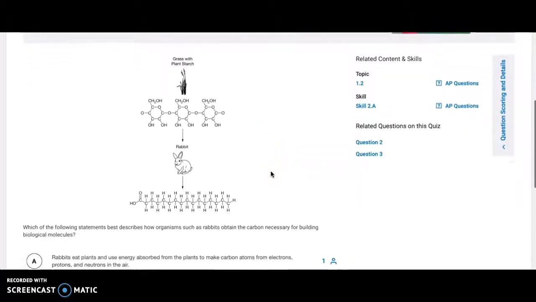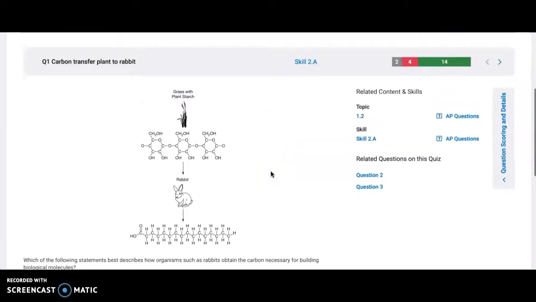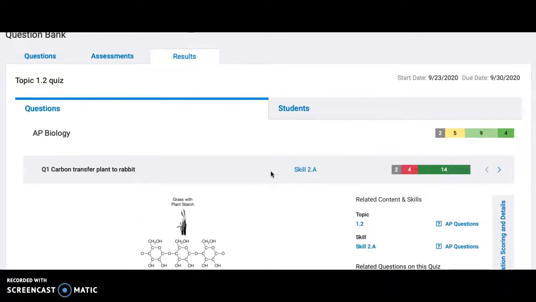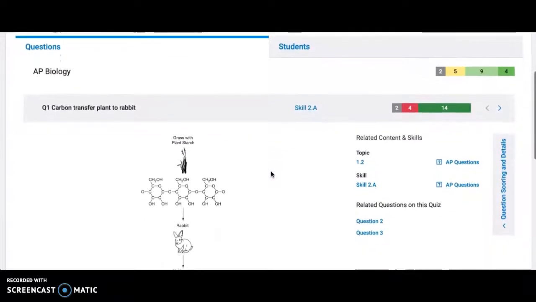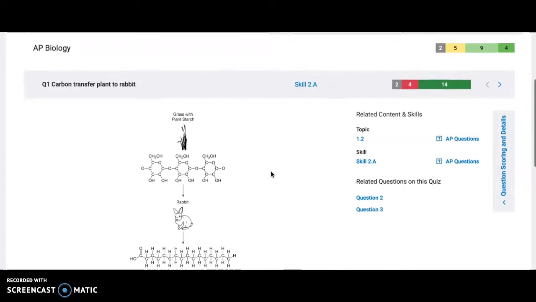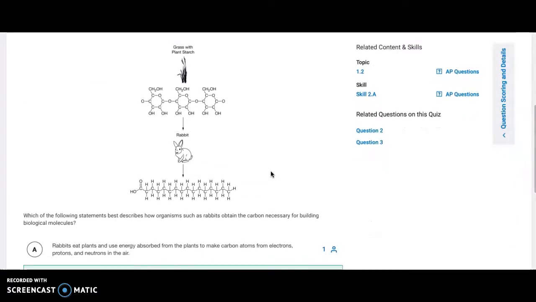Everybody, this is to go over quiz 1.2. This topic 1.2 had to do with matter and how matter gets transferred within the bodies of living things or within ecosystems. You're also starting to develop understandings not just of matter, but how matter gets put together into different kinds of molecules that are important for organisms. So these are the macromolecules of life.